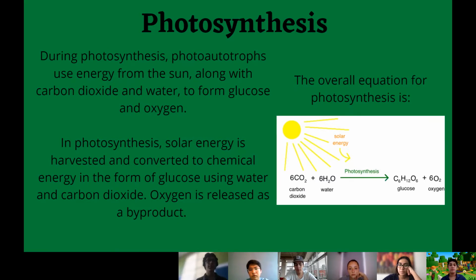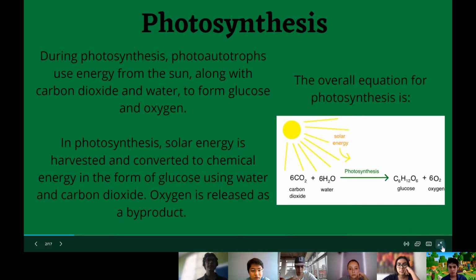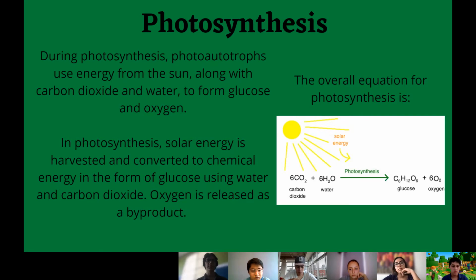First of all, we are going to talk about photosynthesis. In photosynthesis, phototrophs use the energy obtained from the sun, and also use carbon dioxide and water to make glucose and oxygen. Solar energy is transformed into glucose using water and carbon dioxide, and with this process, oxygen is released. The equation for photosynthesis is carbon dioxide and water produces glucose and oxygen.